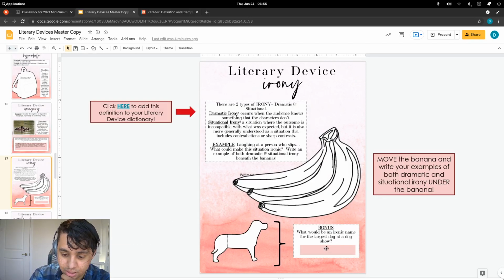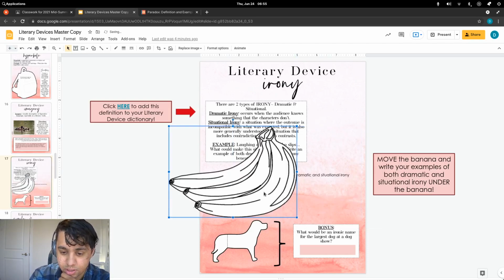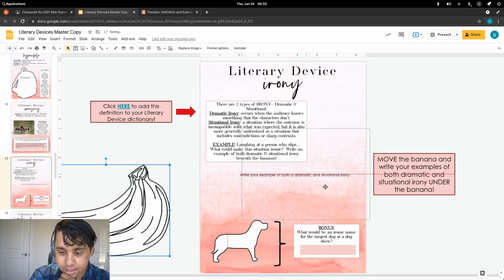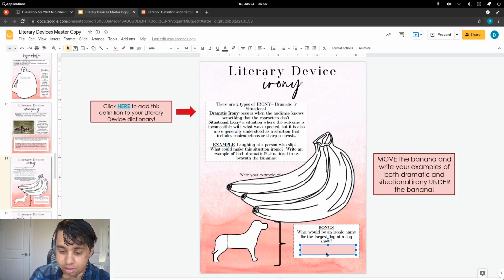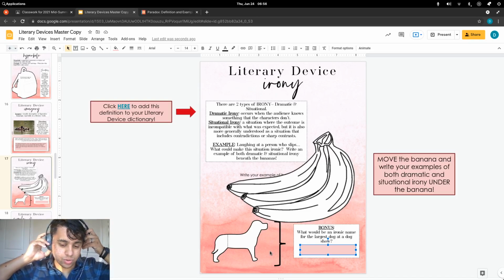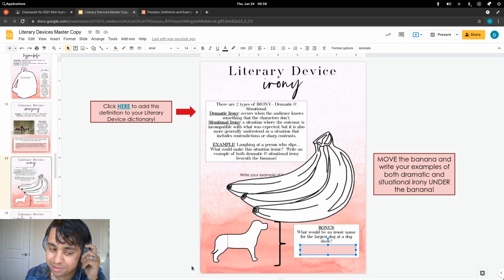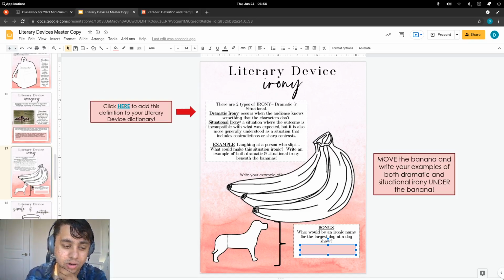What would be an ironic name for the largest dog of the show? So let's ignore the banana thing. I think we'll come back to the idea of irony later on, but let's have you do the bonus section. I want you to write a name that would be ironic, situationally ironic. That is something that would be different than what we would normally expect for the largest dog at a dog show. So for instance, it wouldn't be ironic to name the largest dog Tank, because tanks are huge. So go ahead and write down a name that you do believe is ironic for a large dog.